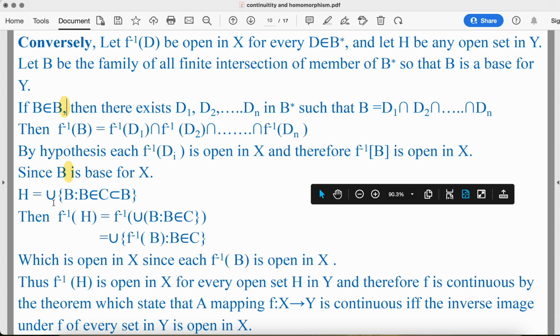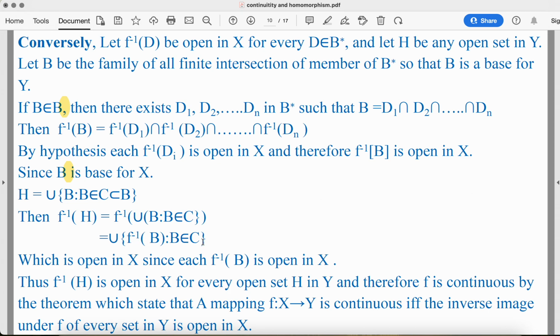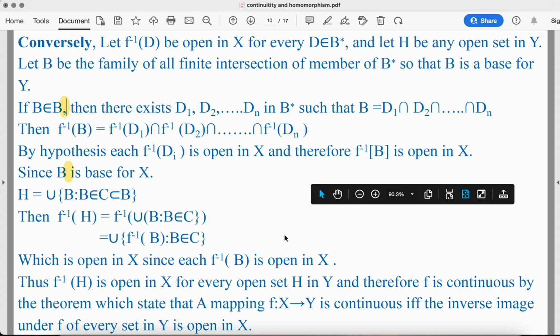Since B is a base for Y, therefore H is equal to the union of B such that B belongs to C, which is a subset of B. Hence f inverse H is equal to f inverse of the union of B, where B belongs to C. And this means the union of f inverse B such that B belongs to C, which is open in X, because f inverse B is open in X. It means f inverse H is open in X for every open set H in Y, and therefore f is continuous, because by the previous theorem we know that a mapping f is continuous if and only if the inverse image under f of every open set in Y is open in X. Thank you.